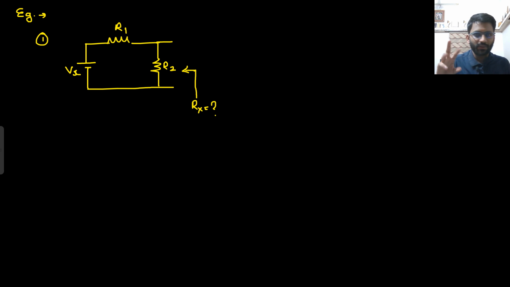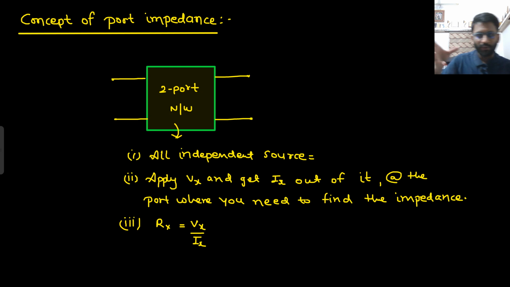We are going to solve the questions now, but before that I want to give you a concept of port impedance. If you haven't studied network analysis, then it will be useful. If you have studied network analysis, you already know what Thevenin resistance is. Considering all other sources shorted, we find the resistance at a particular node. That is Thevenin resistance, and this is what we are going to do in port impedance.